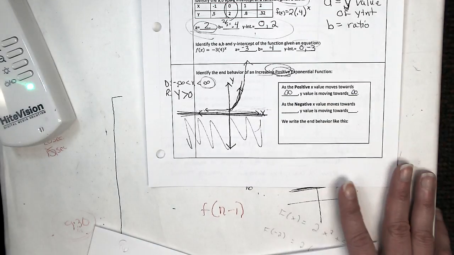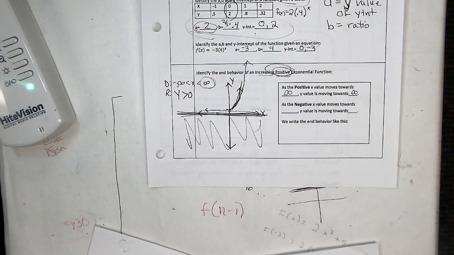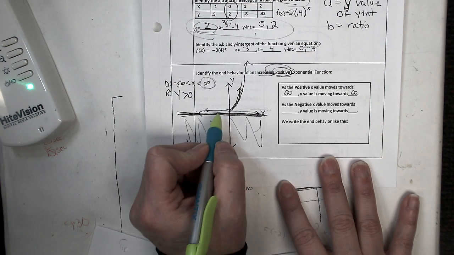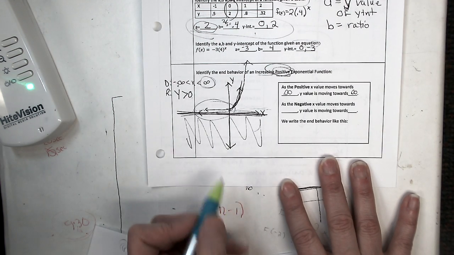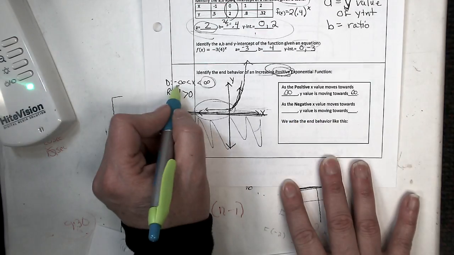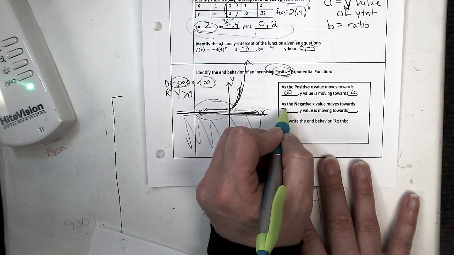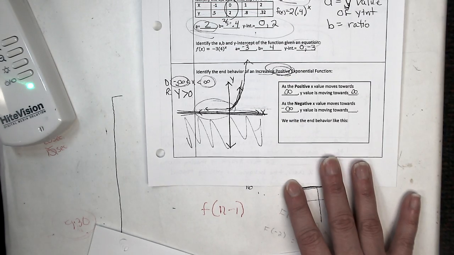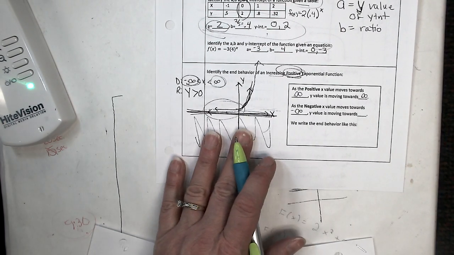What's happening as the negative x value moves towards negative infinite, because that's the same every single time? Then the y value is moving towards what? Now look up here. The y value, isn't it getting less and less and less? So it's going towards 0. It's going towards the x-axis.